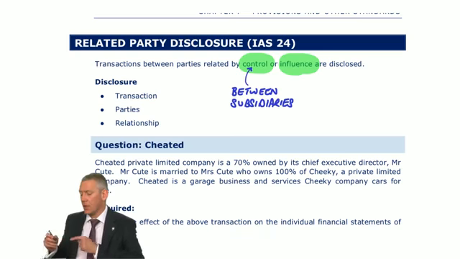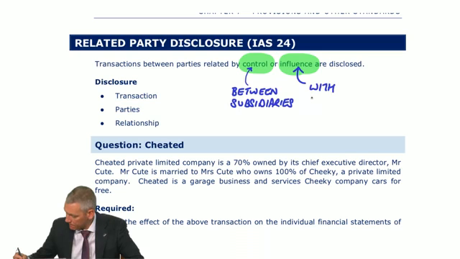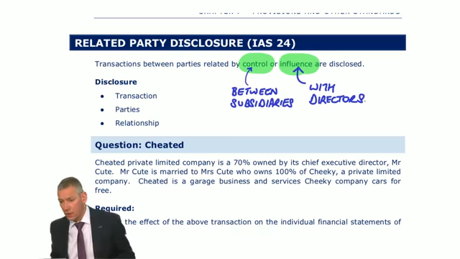Transactions that are between parties related by influence tend to be with directors. Could be either way around, could be the director lending to the entity, it could be the director borrowing from the entity. It tends to be lending and borrowing. Really, really common, comes up for 2 marks.